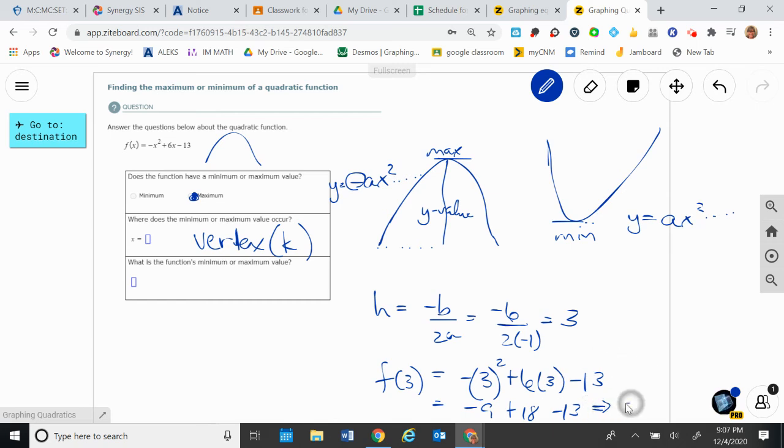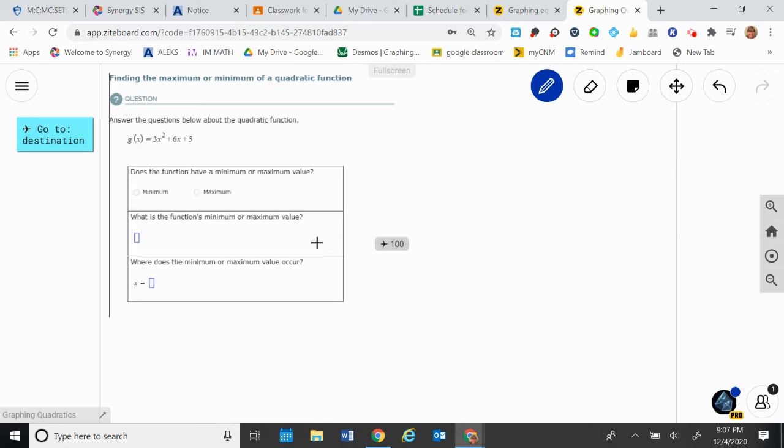I'm sorry, I don't have room, so I'm going to put it here. So the vertex is where it occurs, the x value. They're not asking you for the value, they're asking where does it occur. So the answer is 3. And what is the maximum or minimum? Negative 4.